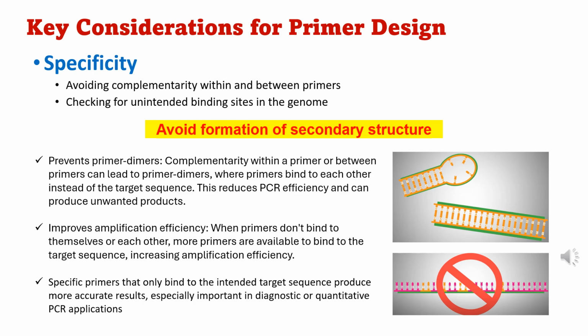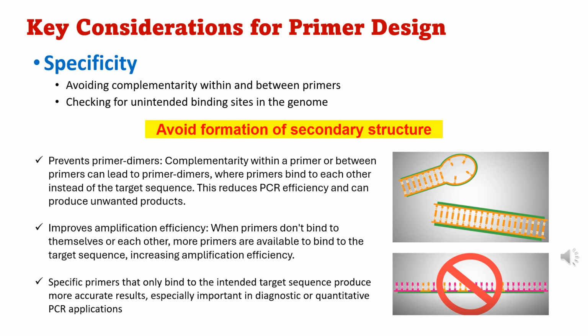It improves the amplification efficiency. When primers don't bind to themselves or to each other, the primers are available to bind to the target sequence, and that increases the amplification efficiency. Reducing the background noise is also quite important, because minimizing primer dimers helps reduce background amplification. If there are non-specific targets that can bind to your primer, it will create noise, and that will impact your PCR product. Therefore it improves the signal to noise ratio in the PCR results.